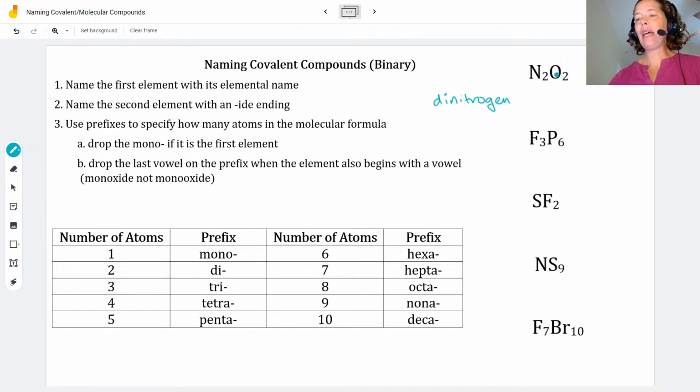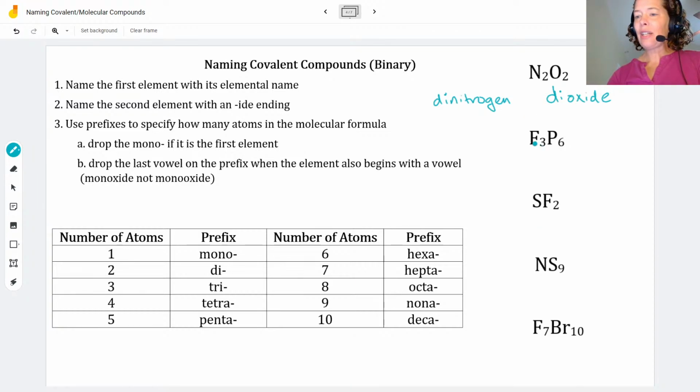Okay, now my second element is oxygen. Again, change the ending to IDE. This is oxide. How many do I have? I have 2 again. So again, that is dioxide. So this is dinitrogen dioxide. Sorry, I left quite a bit of space there, but that's fine. There should be a space between naming the first element and naming the second element. It's not all smashed together.